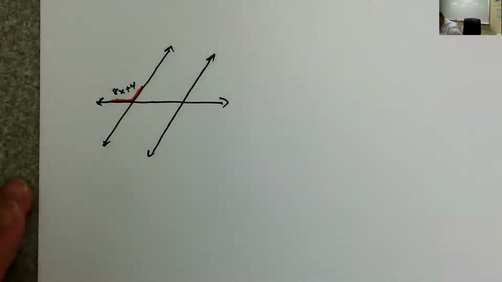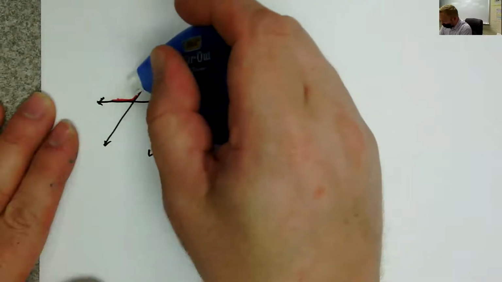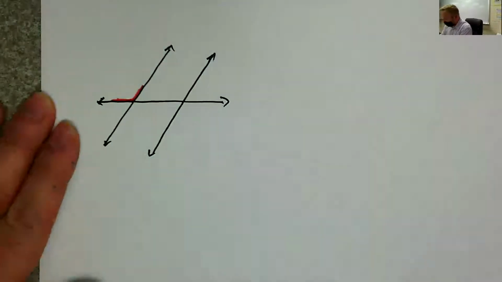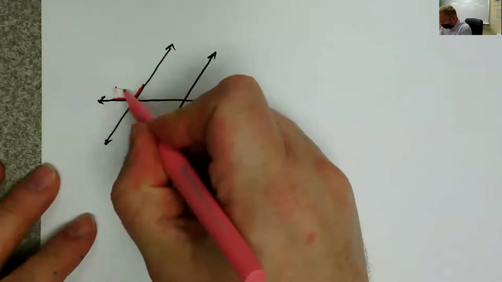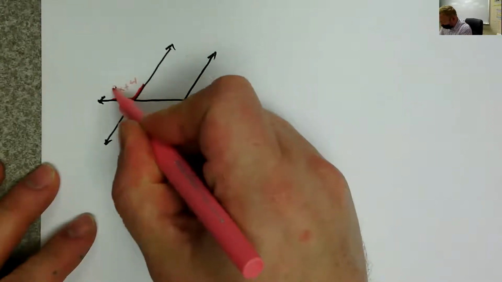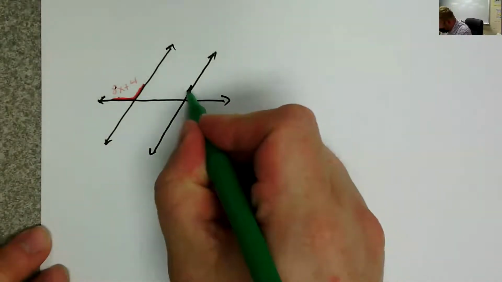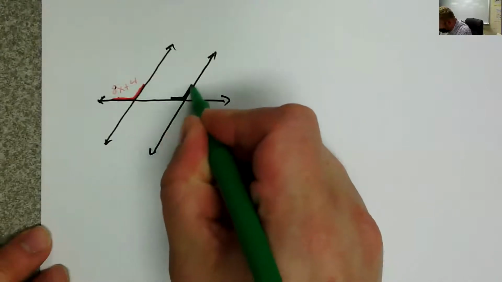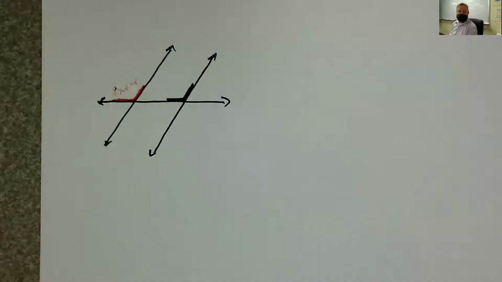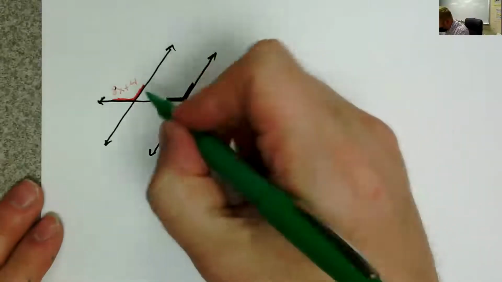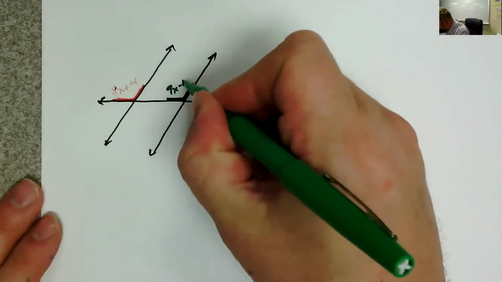Why not just use that same color there? Okay, so that's 8x plus 4. Can you see that? 8x plus 4. Okay, cool. So there's that angle. I'll use a darker color for the other one. The other angle that I'm going to do is this one right here. That green angle is 9x minus 11.